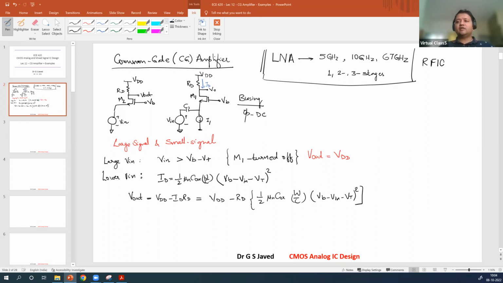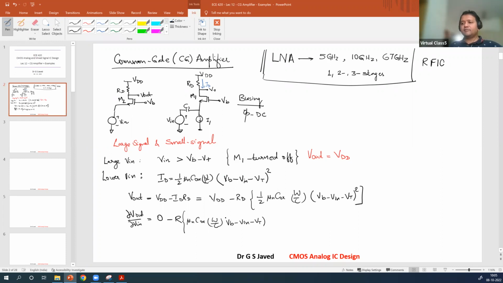Small signal gain is obtained if you do Vout over Vin. So what do we do? Delta Vout by delta Vin is equal to the derivative of VDD, which is 0, minus RD. Then you get Vin present here, in the square. So it will be 2 times, and 2 cancels with the half. So this will only be mu n Cox W over L, with the 2 times taken out, so it is VB minus Vin minus Vt. Now this will give you a small signal again.